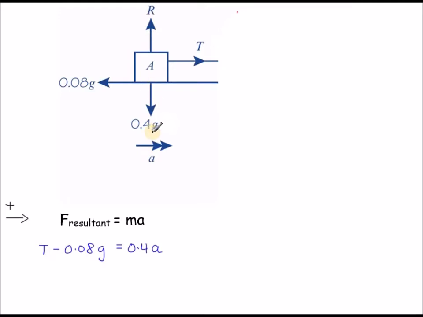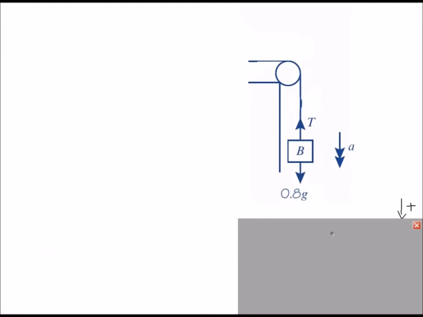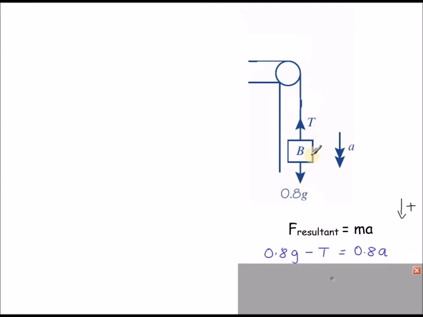Vertically there is no acceleration, so from Newton's first law the upward and downward forces will be balanced, so R is equal to 0.4 g. Now looking at block B, we have an acceleration that's downwards, so if we take the downwards direction as positive and apply Newton's second law, F equals ma, 0.8 g minus T will give you the resultant force. The mass is 0.8 kilograms times a, the acceleration. So we have a second equation now.